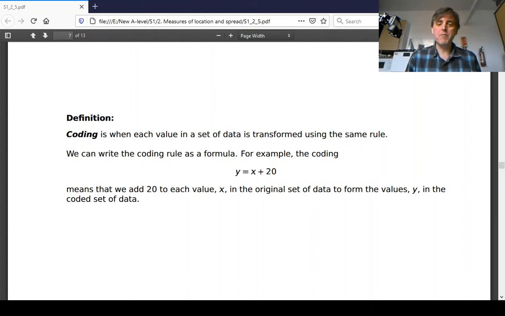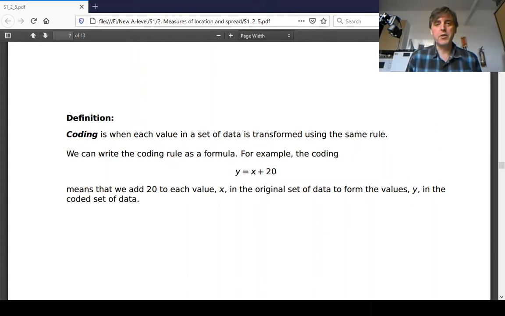And all this stuff we're doing is called coding. Okay, coding is what this section of the textbook is all about. And coding is really what we mean when we talk about changing the values in a set of data using the same rule for each value. So far we've subtracted 100 or we've divided by 2. And it's quite useful for us to be able to write these rules as formulas.